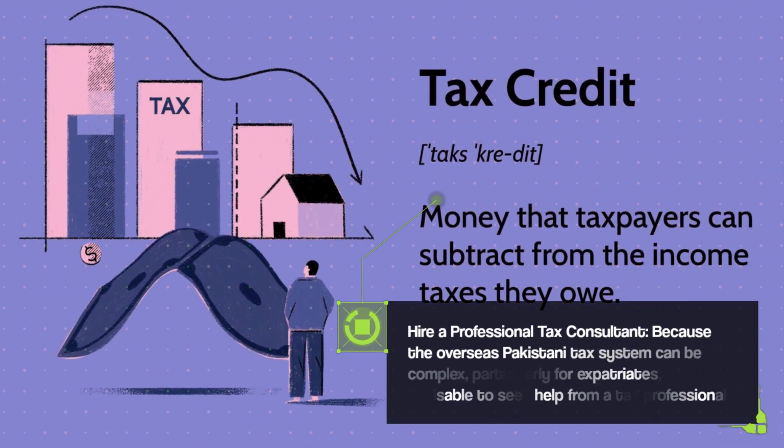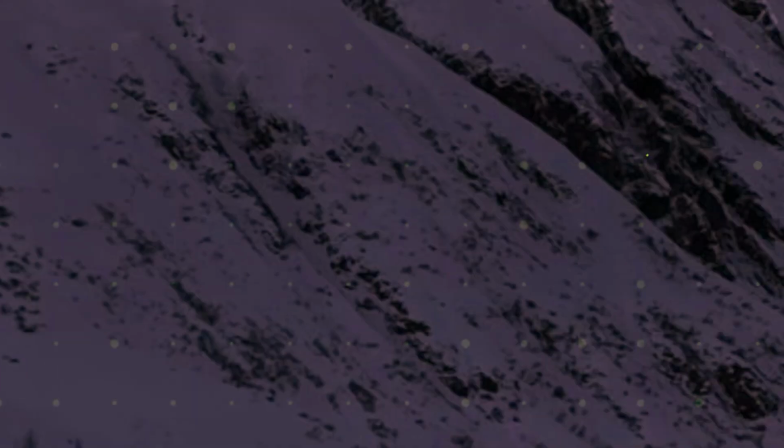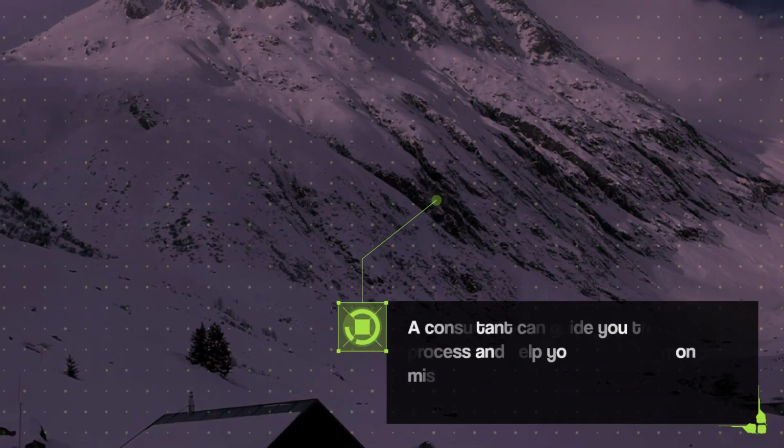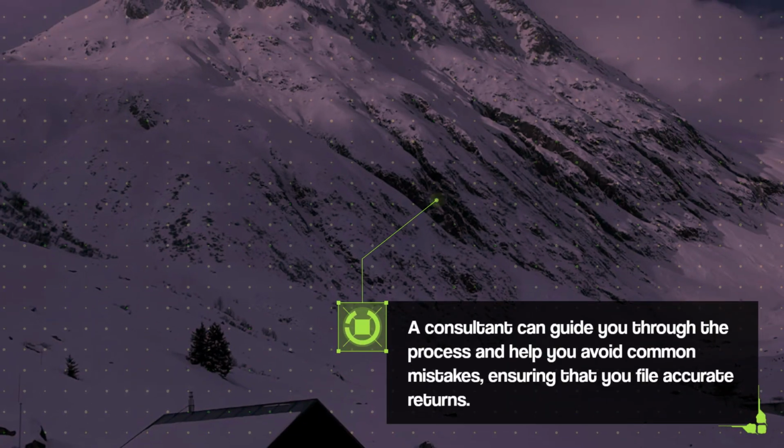Hire a professional tax consultant. Because the overseas Pakistani tax system can be complex, particularly for expatriates, it's advisable to seek help from a tax professional. A consultant can guide you through the process and help you avoid common mistakes, ensuring that you file accurate returns.